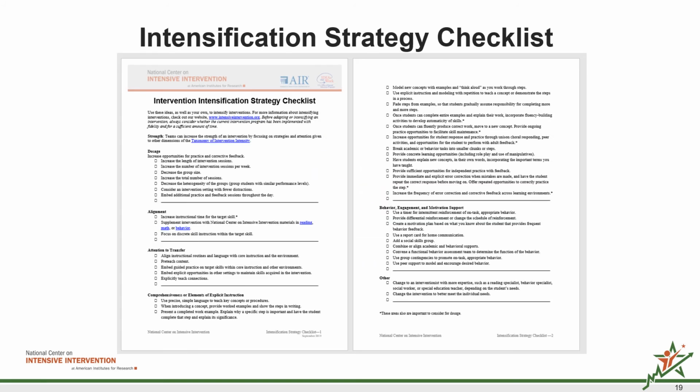Resource number 2. The second resource is the Intensification Strategy Checklist. It can be used to guide the team's brainstorming about how to intensify the intervention after the team has developed a hypothesis for why the student is not responding to the intervention using the Clarifying Questions resource spotlighted at number 3. Based on the ideas that were brainstormed, the team will prioritize which intensification strategy or strategies to implement within the student plan.